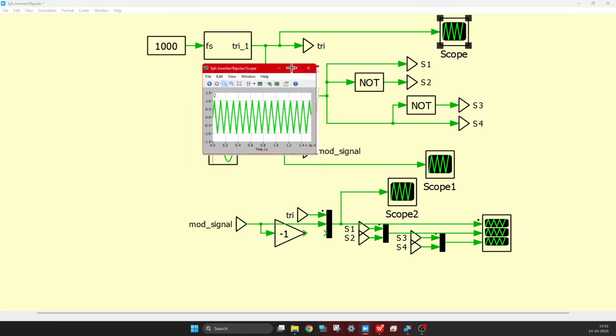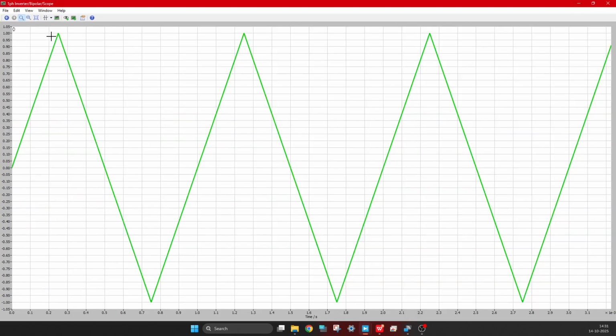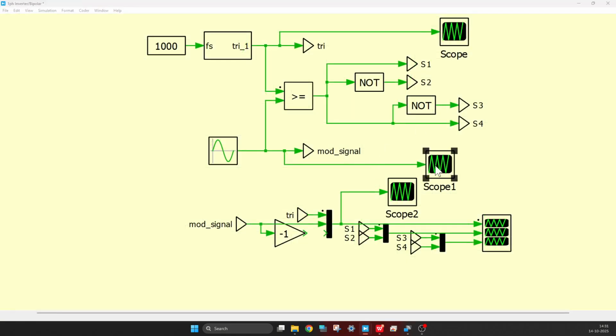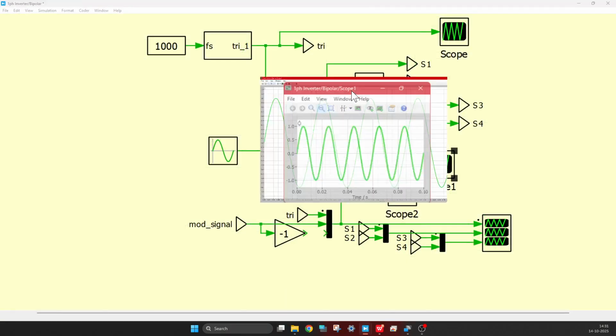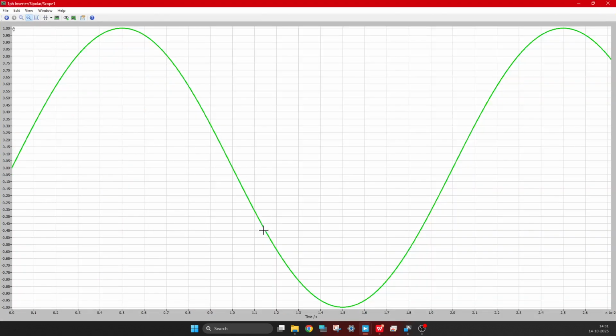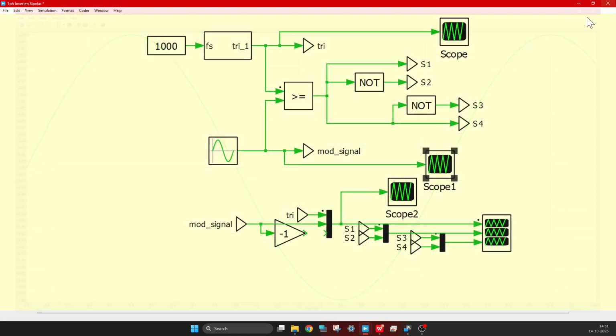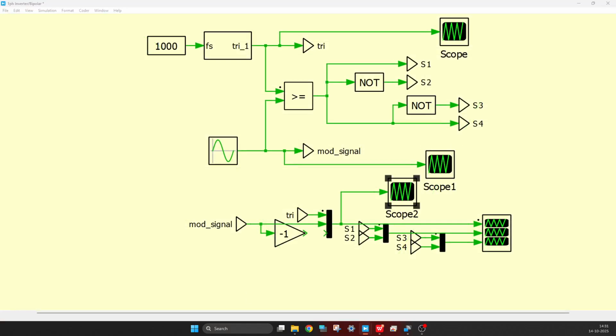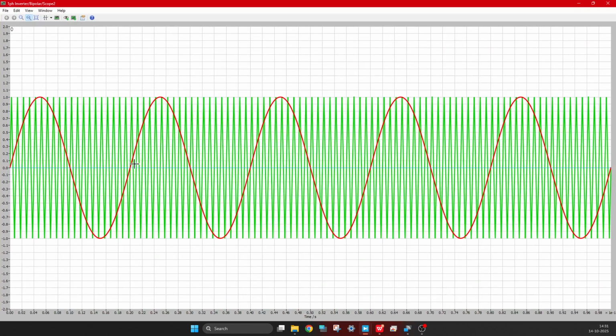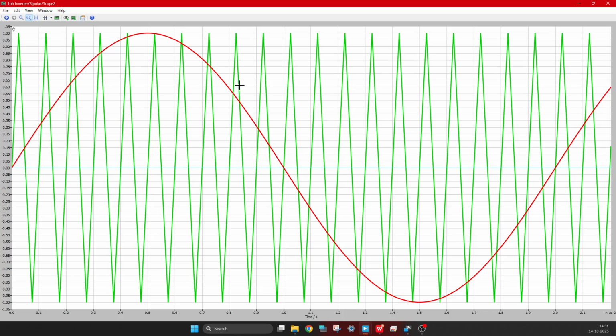So we got the triangular waveform, right? So it is varying from 1 to -1, right? It's clear. Now let us see the modulation signal. The modulation signal also we can see is varying from 1 to -1, right? Now if we see them together, it will look like this. You can see that the triangle carrier and the modulation wave are varying between 1 and -1.